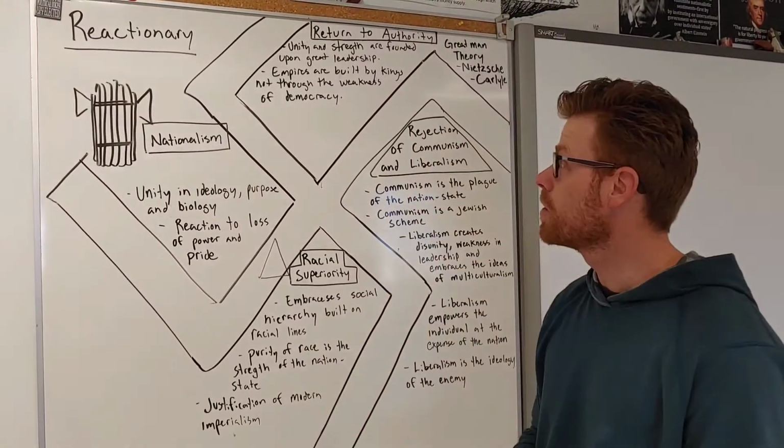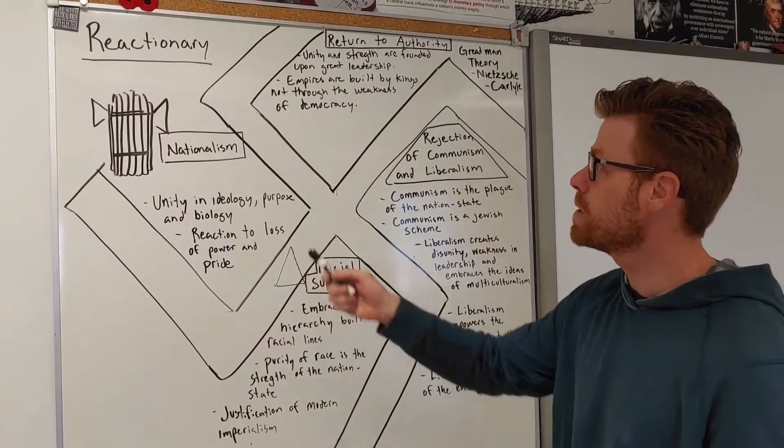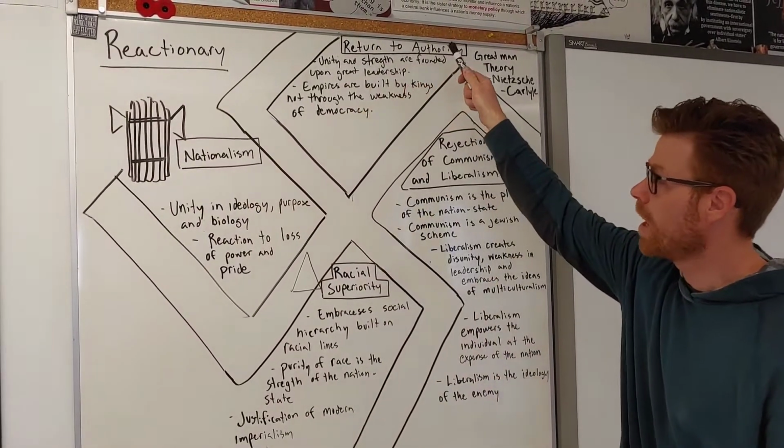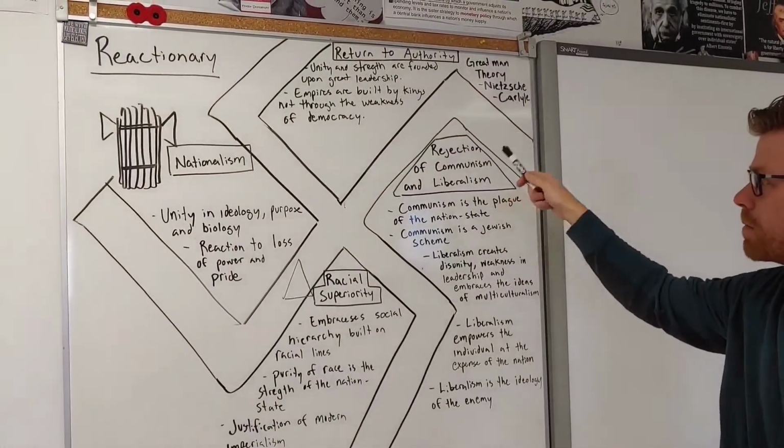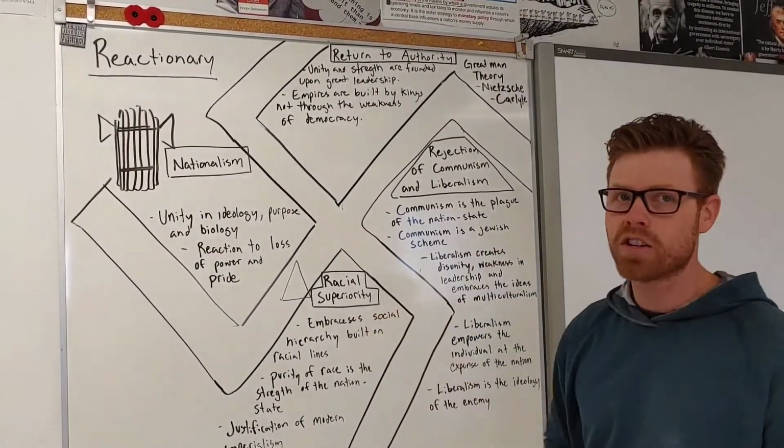So you guys should all know those four points now. Fascism is built upon strong nationalism, a return to the authorities of the past, a rejection of communism and liberalism, and the embracing of racial superiority.